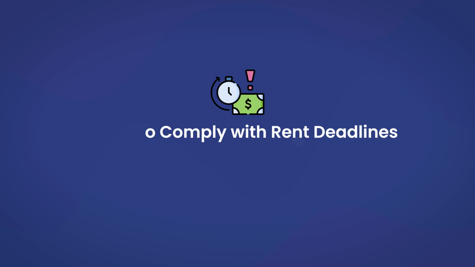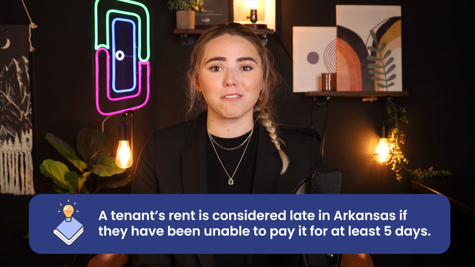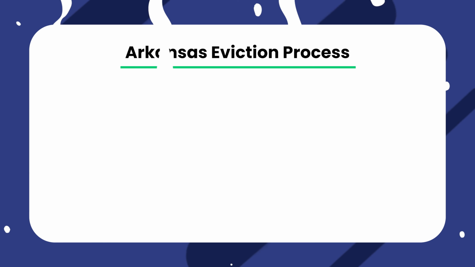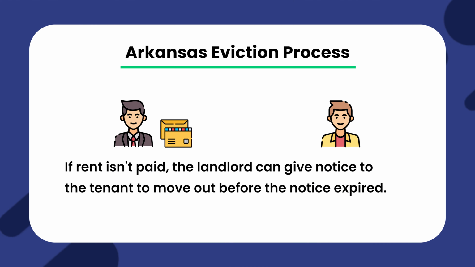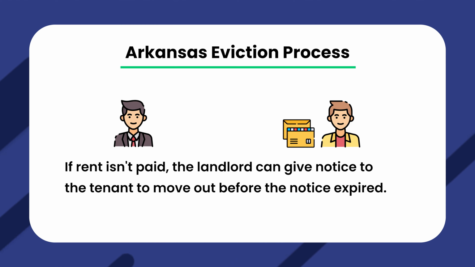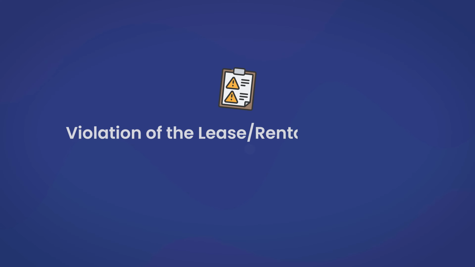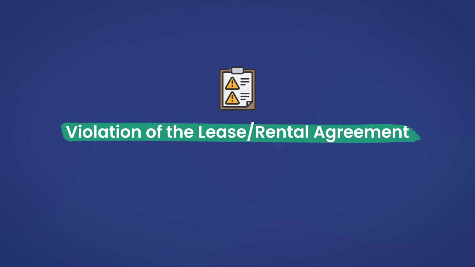A tenant's rent is late in Arkansas if they've been unable to pay it for at least 5 days. If rent still has not been paid within that time, a landlord can give the tenant notice to move out of the rental unit before the notice expires. If they remain in the rental property even after the time given to them ends, the landlord can start filing for an eviction.